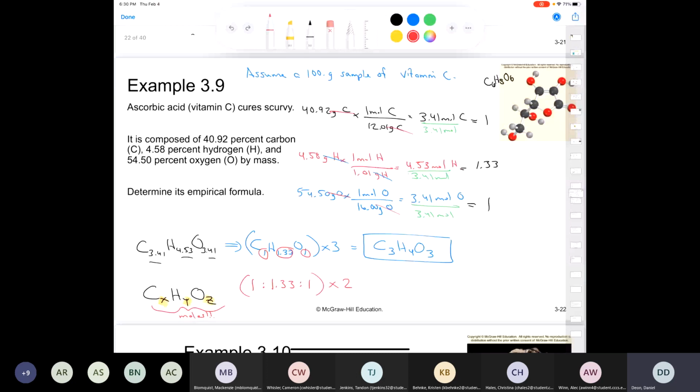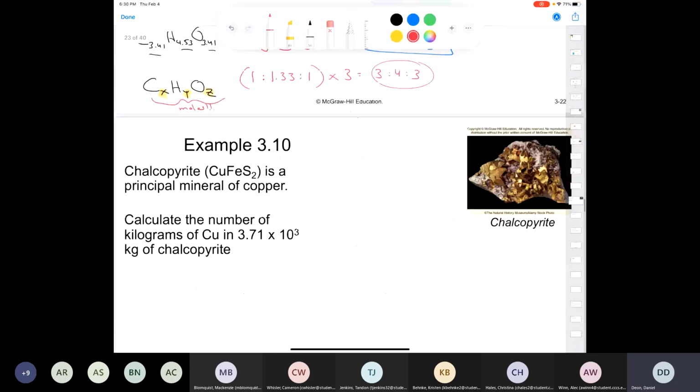But if I multiply all those numbers by 3, and again, I just did this in my head, you get 3 to 4 to 3, and those are all whole numbers. Does that help? That does, thank you. Yeah, so just a little bit of mental acrobatics there. You've got to be able to do a little bit of mental math in general chemistry.